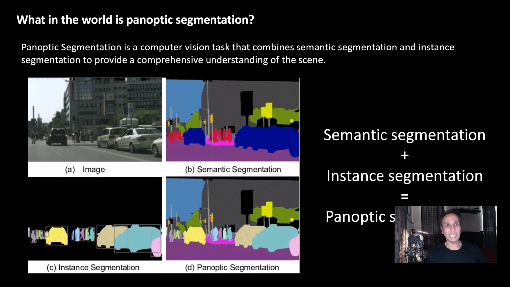But think of it as a summation of semantic and instance segmentation. Because semantic segmentation tells you, hey, all the blue pixels here represent cars. All the red pixels represent humans. All the green pixels represent some trees or something, right? In this specific image on the screen.